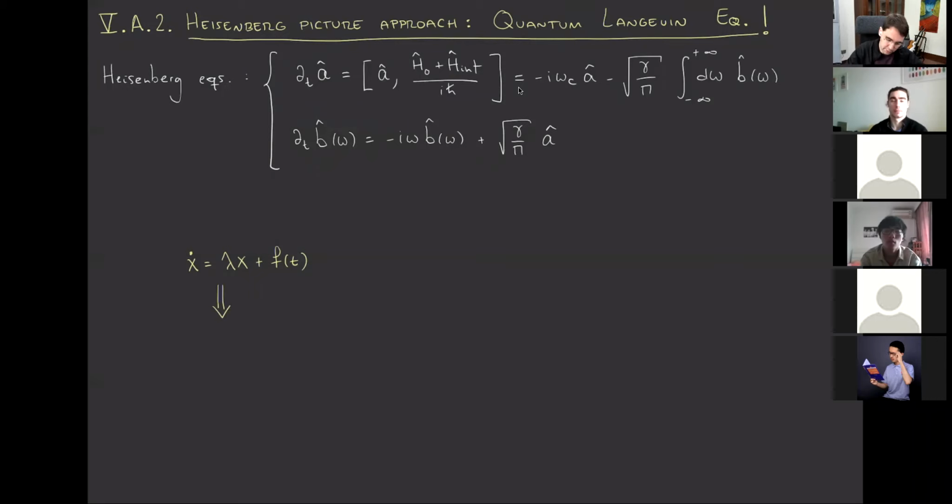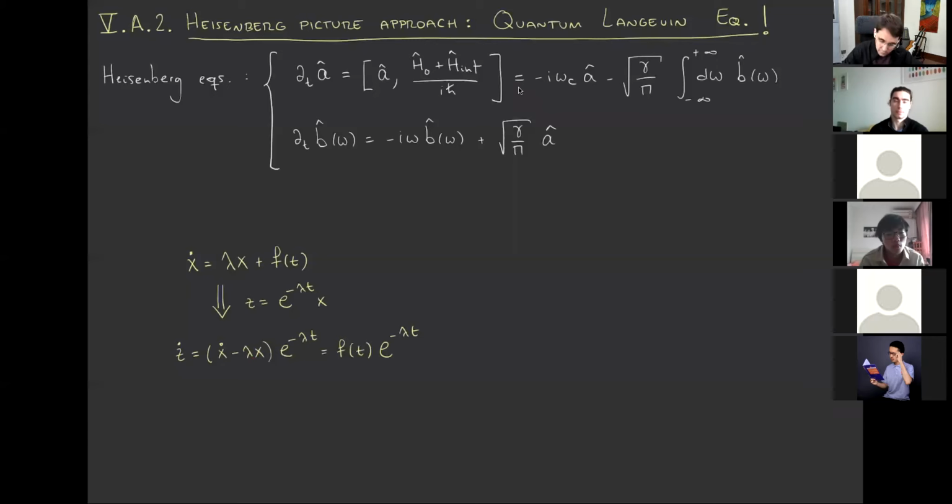The first thing that you can do is a very simple variable change, in which you define a new variable zeta that is the exponential of minus lambda t times x, and then the evolution equation of zeta, so zeta dot, is equal to x dot minus lambda x times the exponential. And then when you put this equation in here, you see that this factor here is nothing but f. So then the equation of zeta is very easy. It's just f of t e to the minus lambda t.